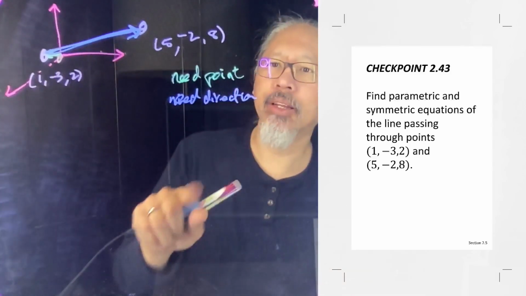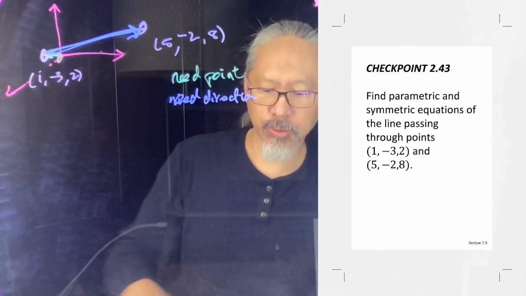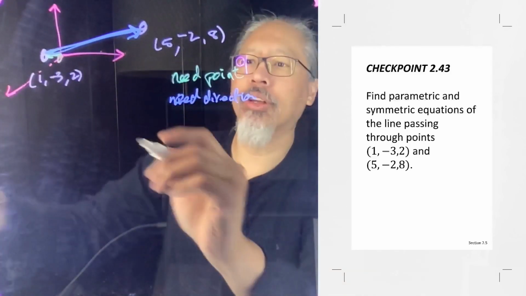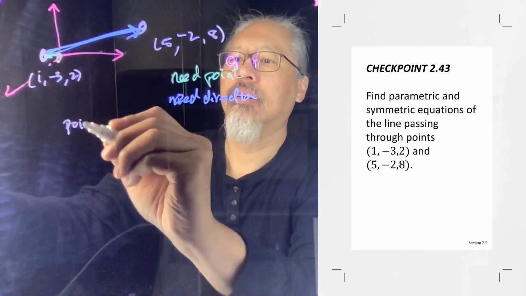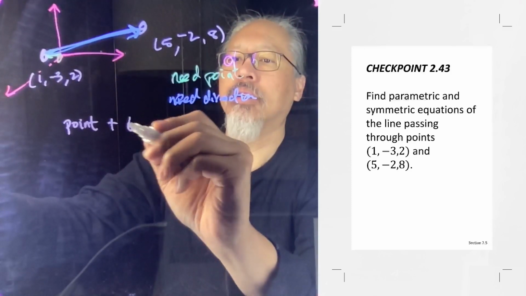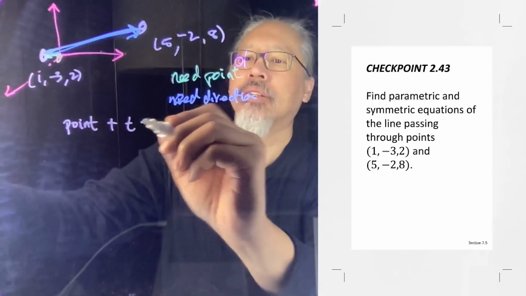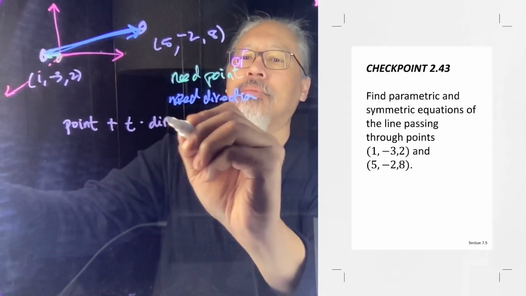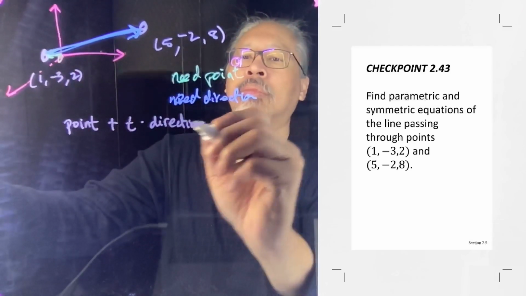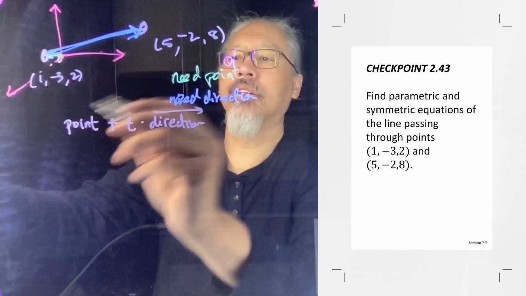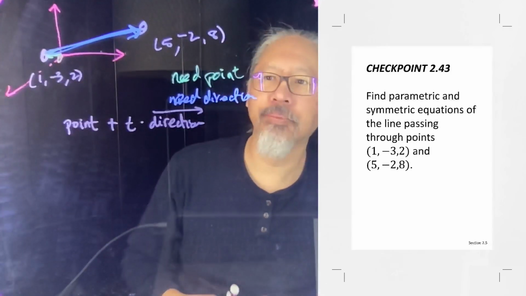The equation that we're going to come up with is going to be a point plus a parameter t times a direction vector. And the direction is a vector. You can think about the point as a vector as well.